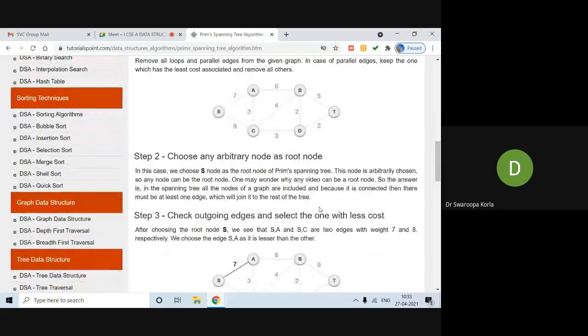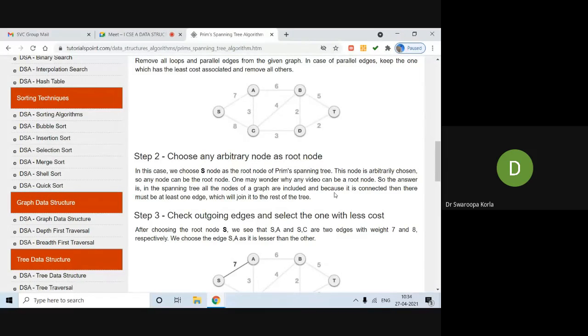Now look at the second step. From step 2 onwards, there is a difference between our previous Kruskal algorithm and this Prim's algorithm. In step 2, we have to choose any arbitrary node as a root node. We can choose any node and make it the root node of our Prim's spanning tree. The node can be chosen arbitrarily. Any node you can select as a root node.